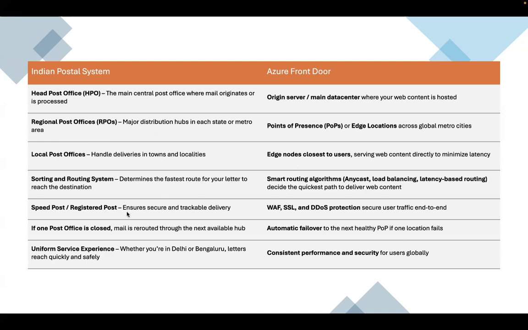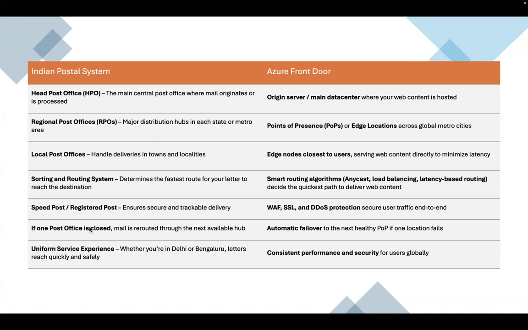Speed post or register post. So when I send register post, right, I get an acknowledgement, and I also can track whether it has reached. Once it has reached, I get a message, okay, it has reached my relative. So ensure secure and trackable delivery. So this register post has security and trackable delivery. And I'm sure when I do a register post that it will get delivered and I can track where it is. So similarly, in Azure Front Door, we have WAF, SSL, and DDoS protection.